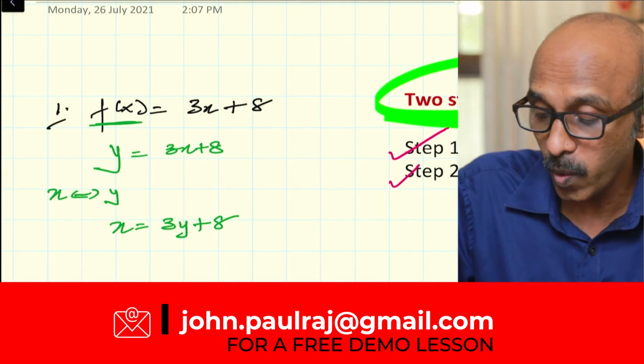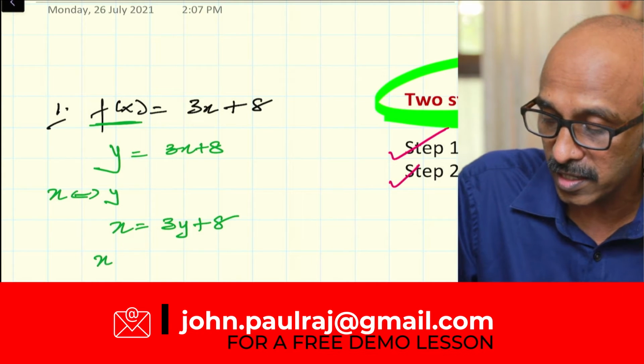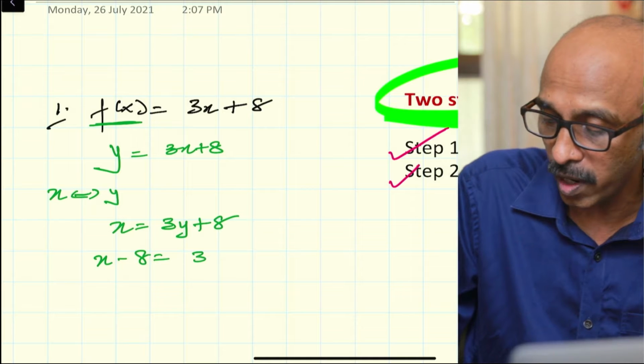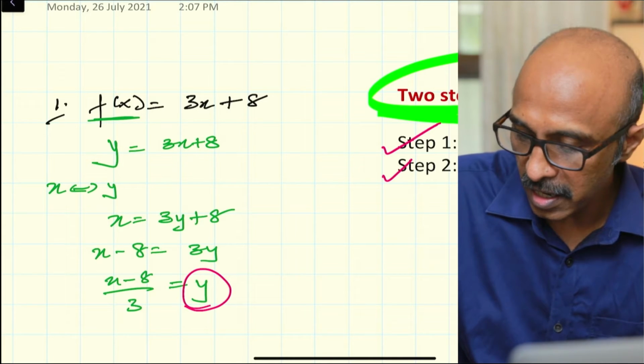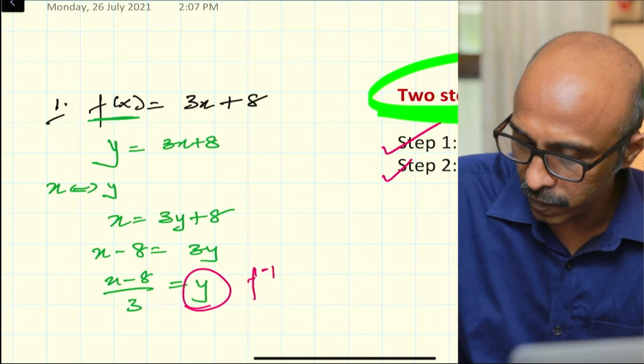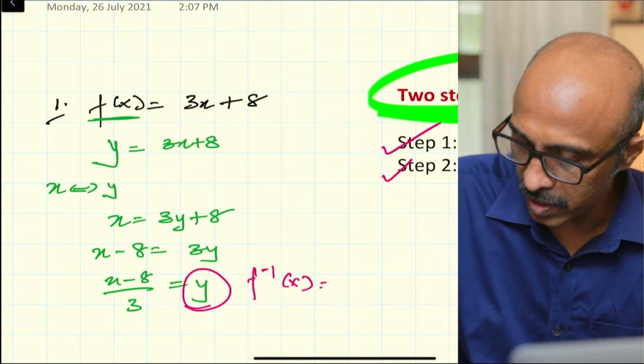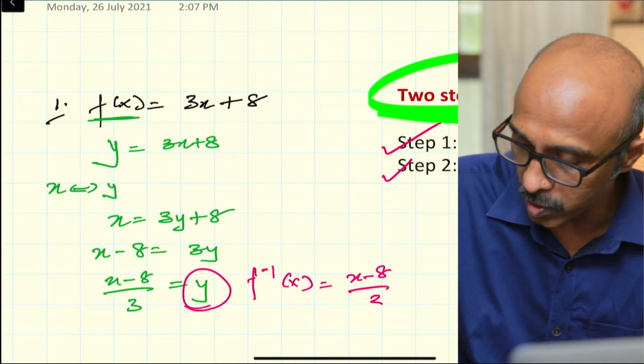And now when we write y in terms of x, we will write it as x minus 8 is equal to 3y, or (x minus 8) over 3 equals y. And this new y that we found is f inverse of x. All right, so we can write that f inverse of x is equal to (x minus 8) over 3.